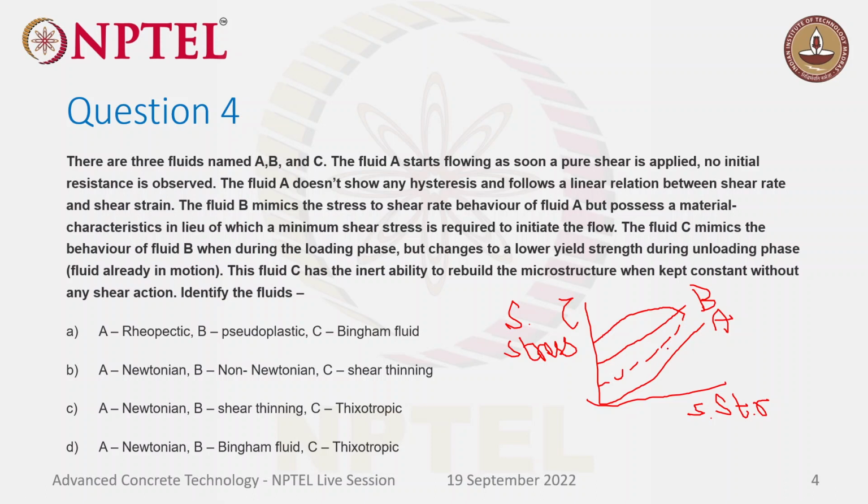So now you guys have to give the answer. Let me start the timer for a minute, and then we'll see the answer. There are 4 options given. Option A says A is rheopectic, B is pseudoplastic, and C is Bingham fluid. Option B says A is Newtonian, B is non-Newtonian, and C is shear thinning. Option C says A is Newtonian, B is shear thinning, and C is thixotropic. And option D says A is Newtonian, B is Bingham fluid, and C is thixotropic.